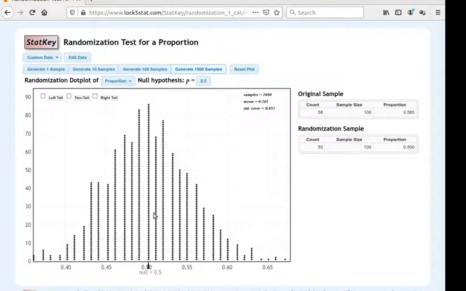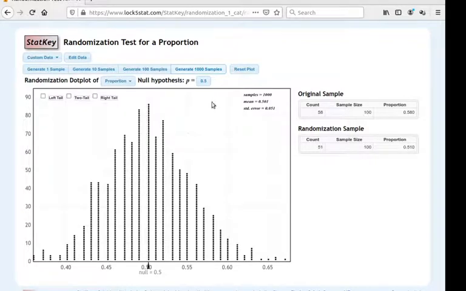So Stackey generated many samples. Let's just pick on one here. I'll let my mouse hover here. For this one, you can see that the sample is 54 out of 100. For this one over here, the sample is 43 out of 100. And for this one here, the sample is 49 out of 100.